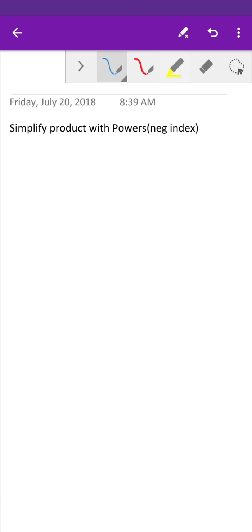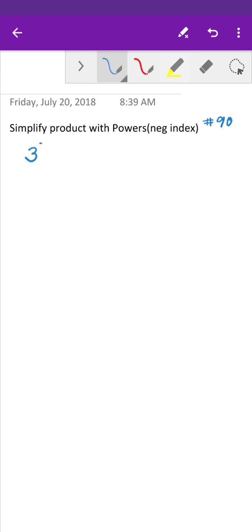Alright, here we have a skill which is to simplify a product with the powers having a negative index. Now this is skill number 90, so I'm just going to put that here for our skills. Now we're looking at a product with the negative index. So let's first of all look at what is a power with a negative index.